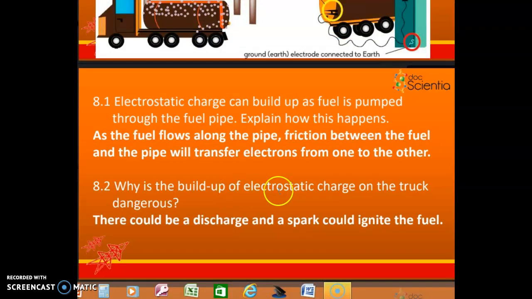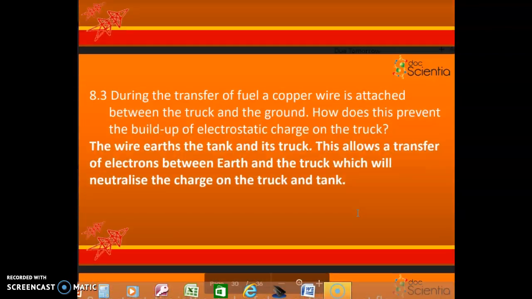8.2. Why is the buildup of electrostatic charge on the truck dangerous? Because there could be a discharge and a spark could ignite the fuel, and that's super dangerous.